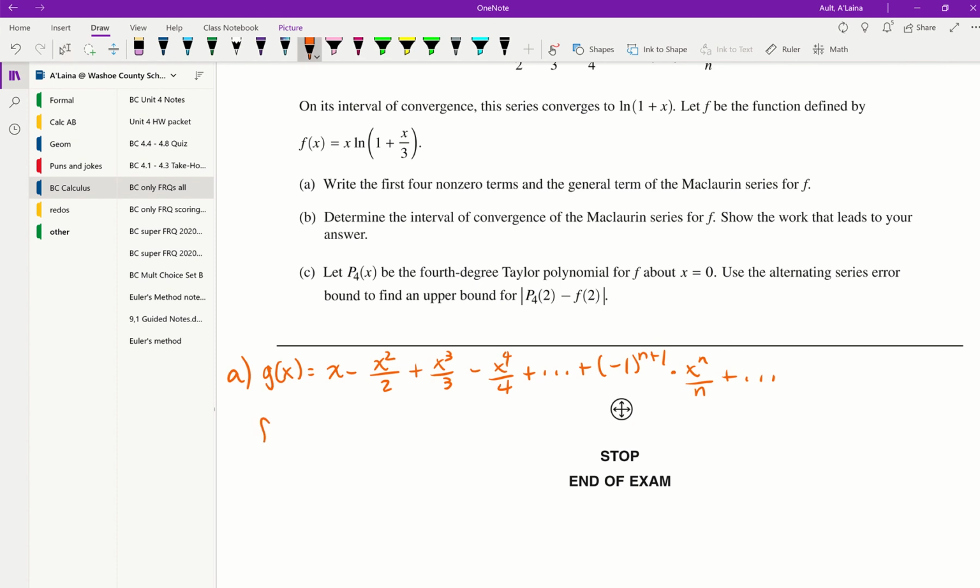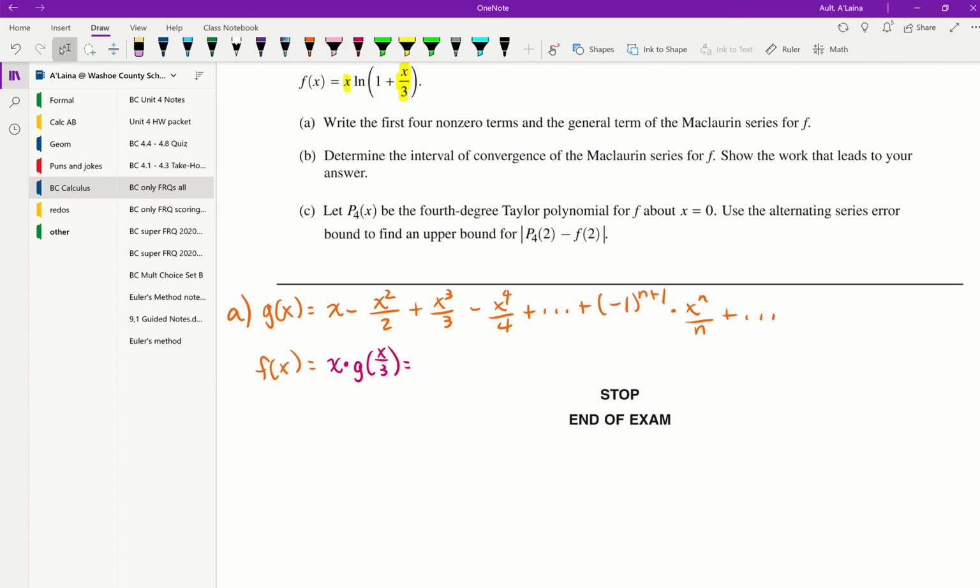But f of x would be changing slightly. The 2 things that change is we have this multiplier in front, and since it's a monomial, we can do that. And also it changes the input here. Instead of just an x, we now have x over 3. So this would be x times g of x over 3. These are the 2 things we're going to change. We're going to multiply each of these terms by an additional x, and we are also going to change the input. So the first term, I'm just going to write it like this.